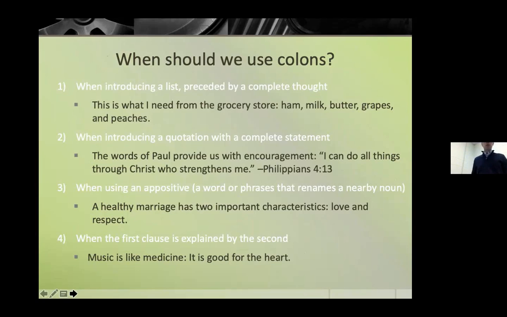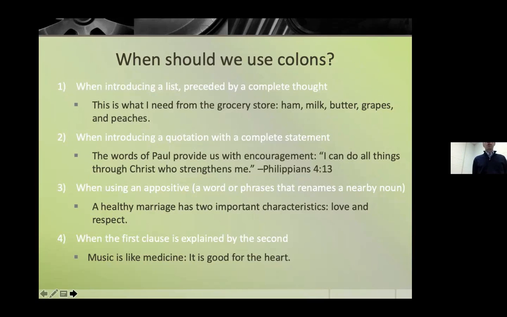This is what I need from the grocery store: ham, milk, butter, grapes, and peaches. Okay, so this is a really standard use of the colon, to introduce a list. In this case, the list is the grocery list: ham, milk, butter, grapes, and peaches. Okay, separated by commas there, right, because it's a list.